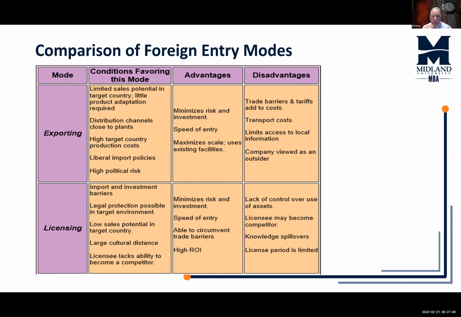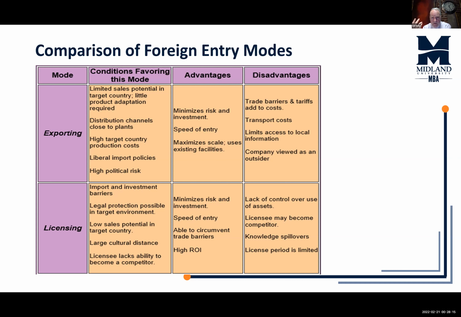You can get out of that export-import relationship extremely easily, certainly much easier than to get out of a full foreign investment. Also, if you can maximize your scale using your additional facilities, therefore you can produce in your own home country, in the United States, for example, and therefore we can have a lower per unit cost for our product.